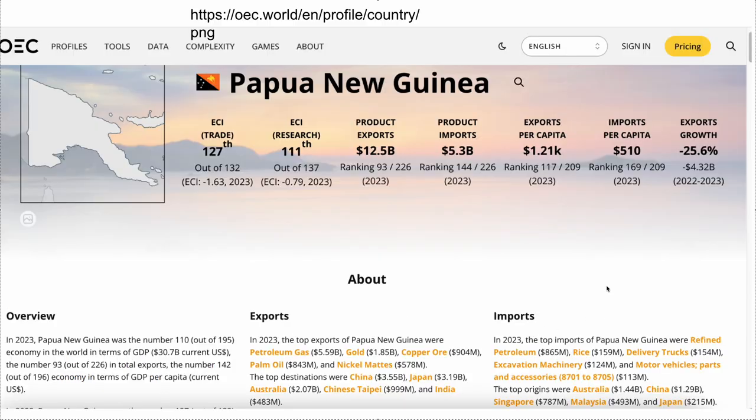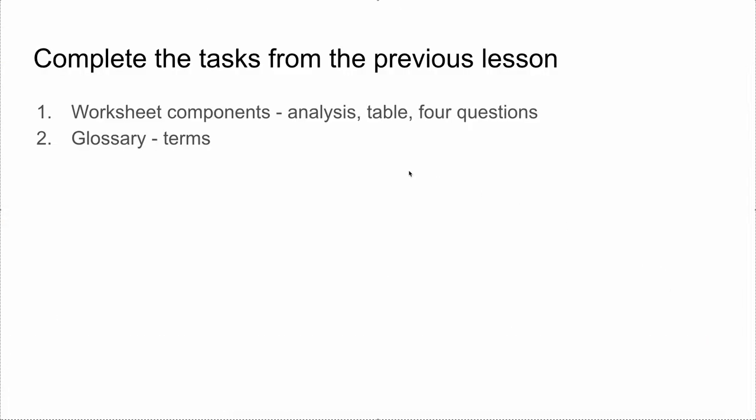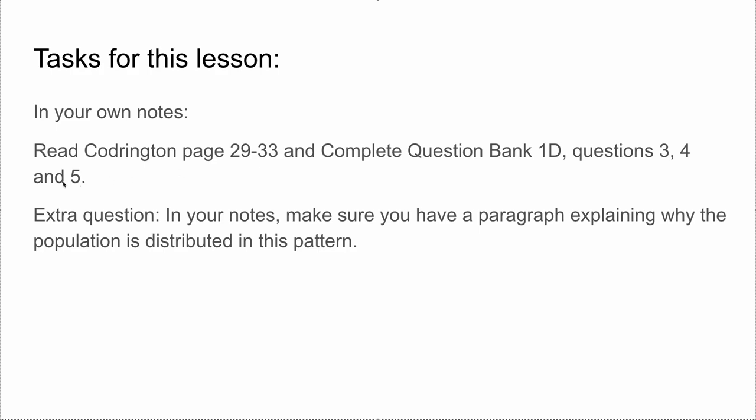Access this website to look at more economic data. I want you to finish off the activities from last lesson before moving on, and look at this instruction carefully because it's not in your worksheet. Complete these questions and in your notes, make sure you have a paragraph explaining why the population is distributed in this pattern. You'll be doing some practice questions tomorrow, and your presentation will be postponed to the following week.